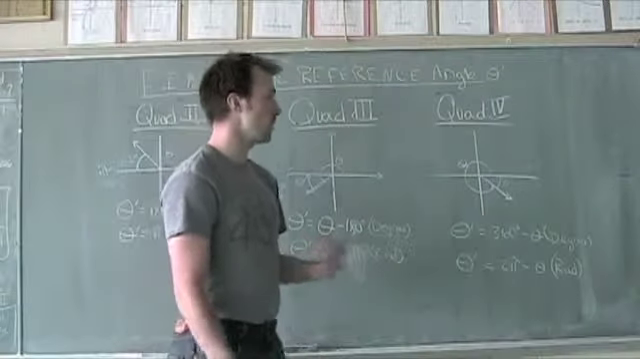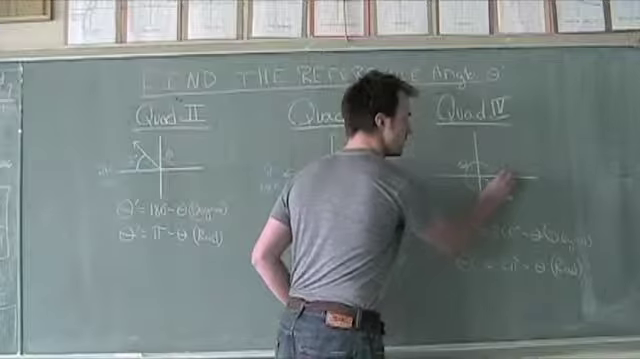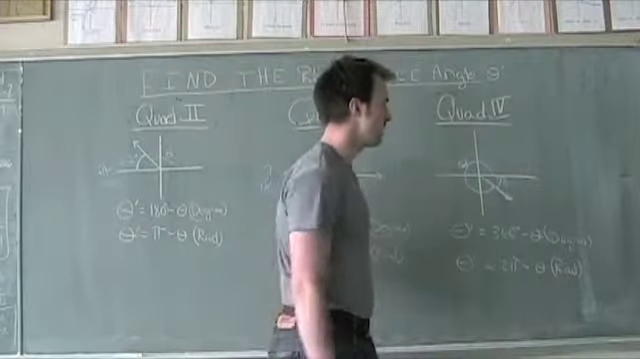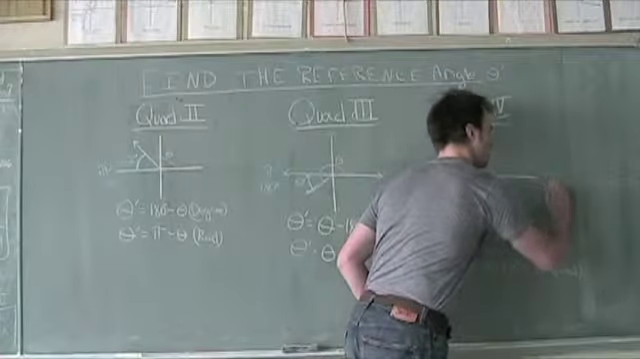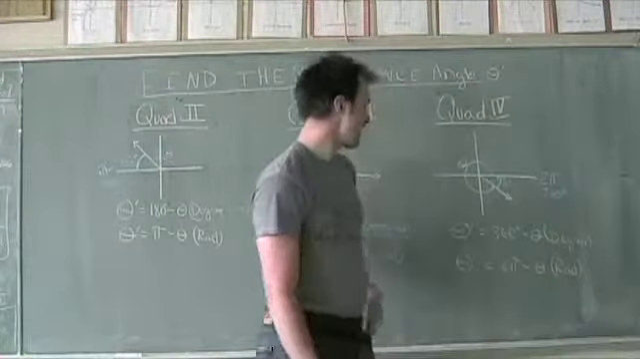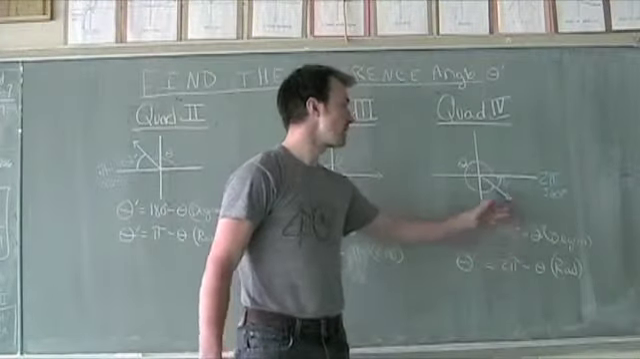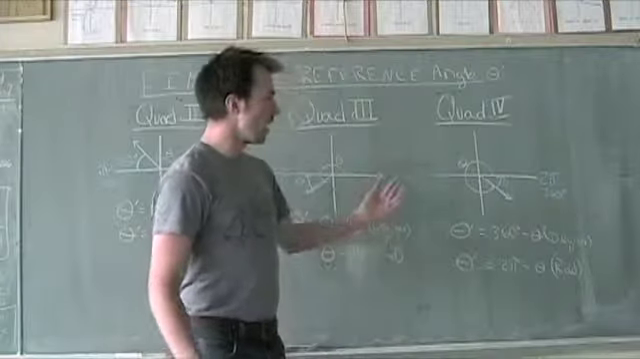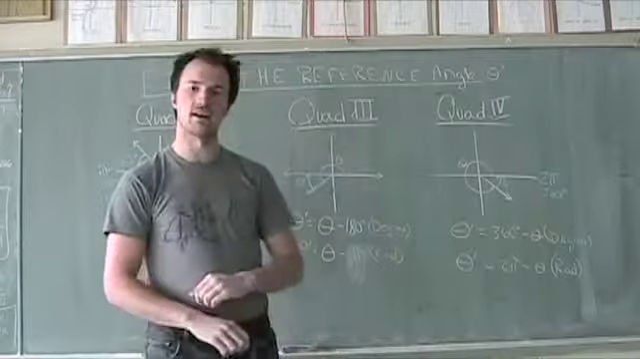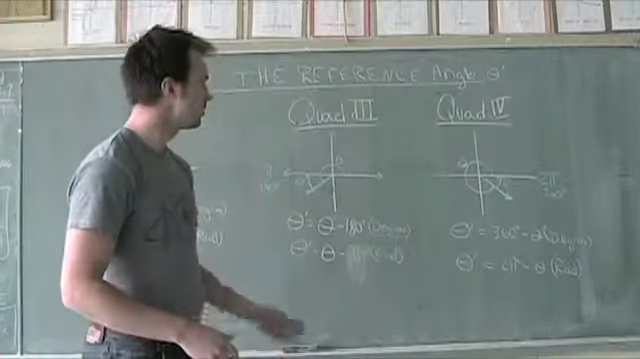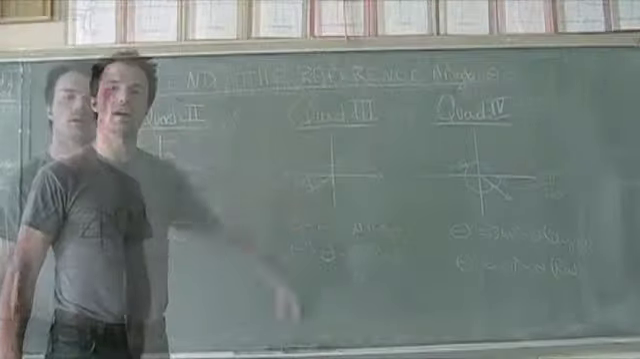As for quadrant number 4, now we mix it up again, and our acute angle, as you can see here in blue, this theta prime is coming back around to 2 pi, or 360 degrees. So our formulas to find theta prime are 360 degrees minus theta if we're in degree form, or 2 pi minus theta if we're in radians. So there we are. Those are the rules for quadrants 2, 3, and 4.